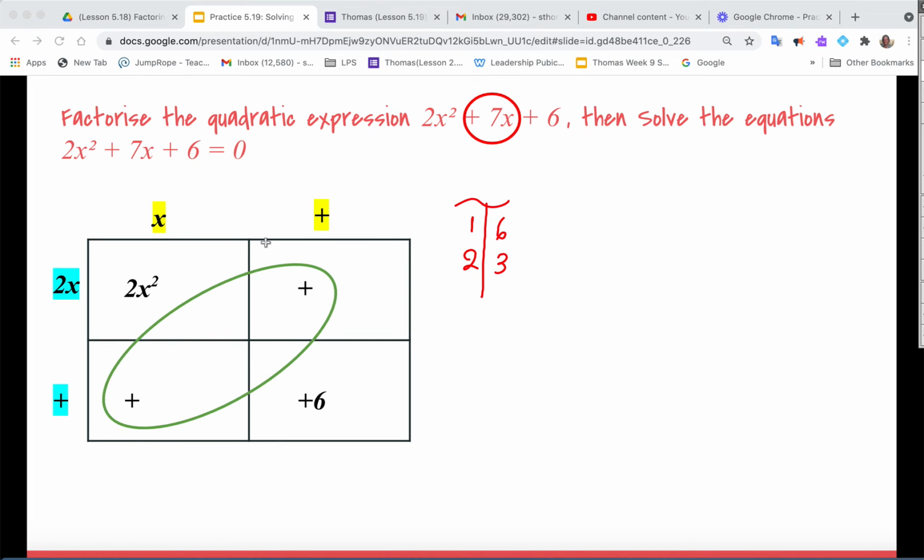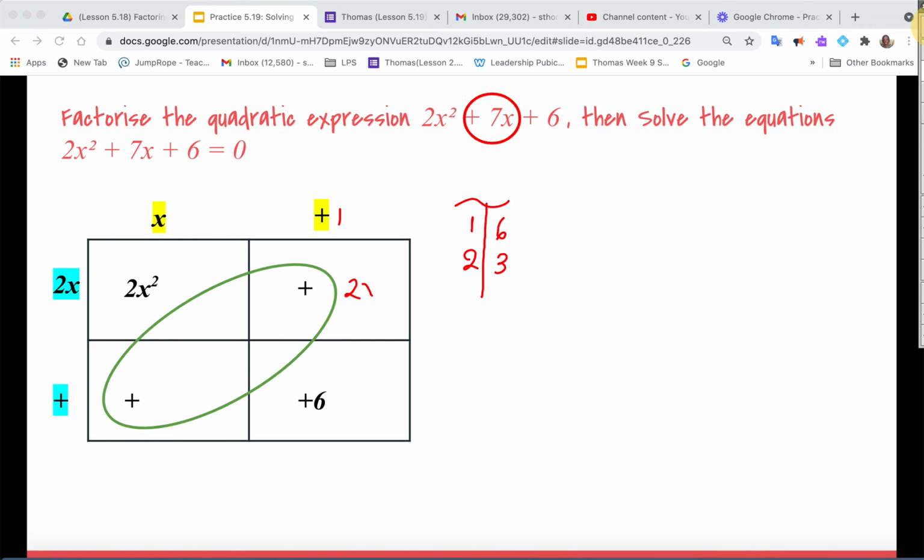And now we've got to be careful about where we position this, because if we use 1 and 6, then 2 times 1, that's 2x, and x times 6, that's 6x. When we add 2 and 6, that gives us 8x. We want 7x for b. So we know we could not actually use the 1 and 6.